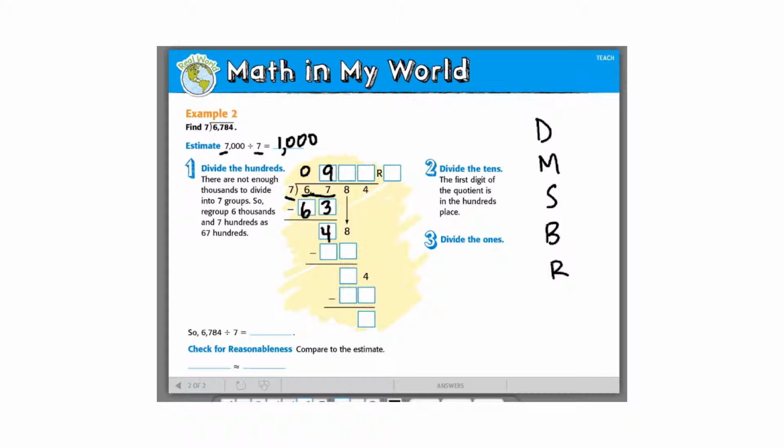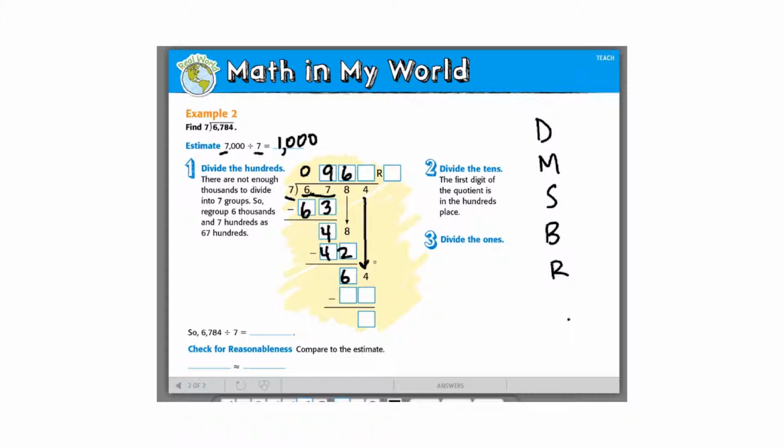Now I'm dividing 7 into 48. How many times will 7 fit into 48? I see some people thinking. Angelina, what do you think? 6 times. 6 times. Almost 7, right? But not quite. So 6 times 7 is 42. Then when I subtract, I get 6.